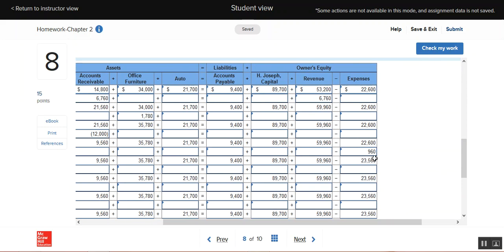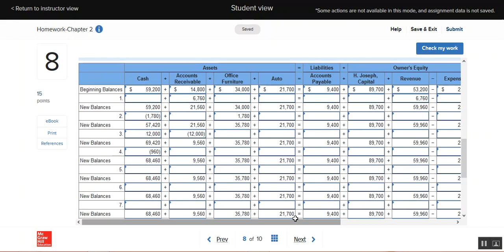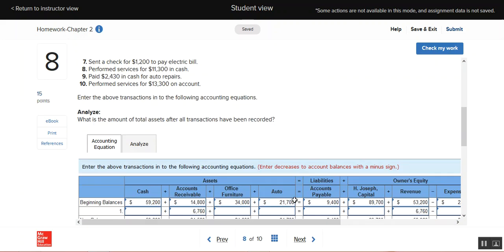If you look over here, I did not put that 960 as a negative, and that's because in this particular chart they have the negative for us. So I did want to point that out so it wouldn't confuse you. That's kind of an odd thing about the expenses in this problem.